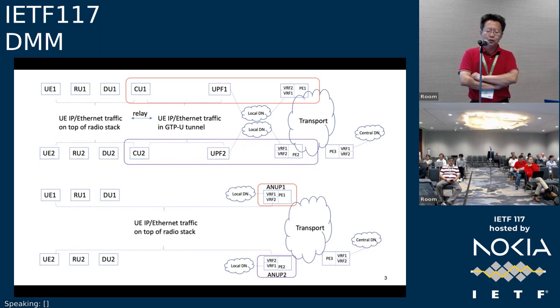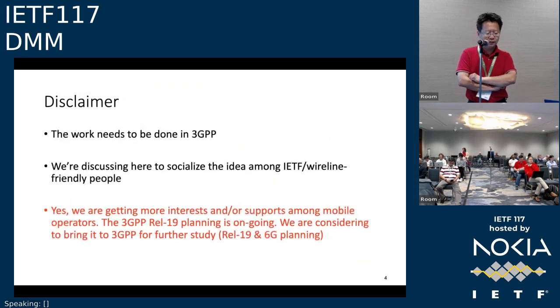The picture shows that the first two pictures are about the original architecture. The next two on the bottom part show what happens if we put the access node and the UPF together, if we call it the ANUPF. Okay. Next.